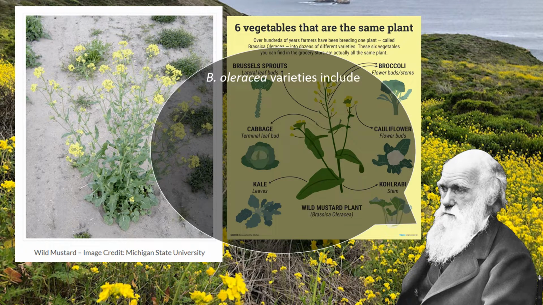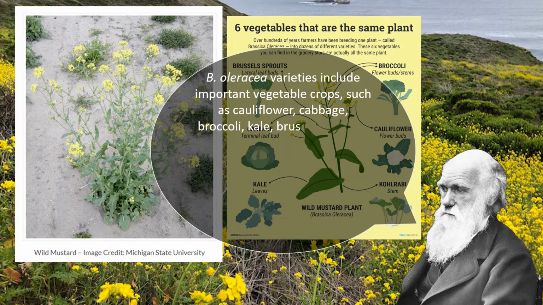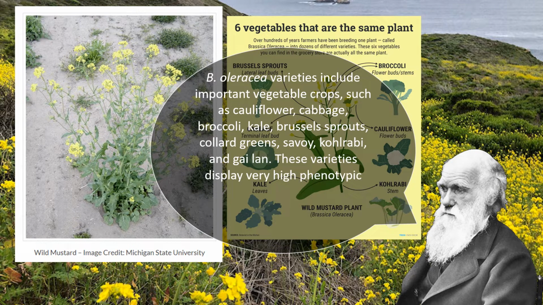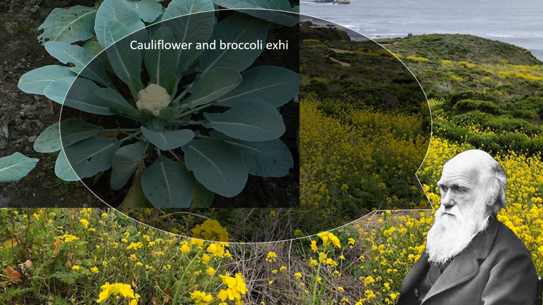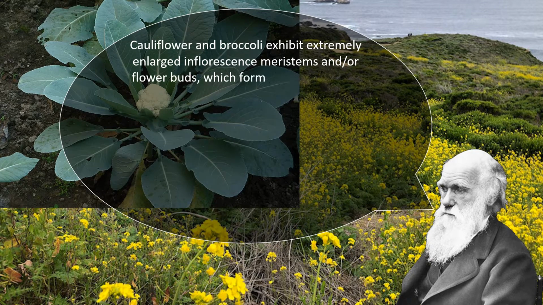B. oleracea varieties include important vegetable crops, such as cauliflower, cabbage, broccoli, kale, Brussels sprouts, collard greens, savoy, kohlrabi, and gailan. These varieties display very high phenotypic diversity, even though they originated from the same ancestor. Cauliflower and broccoli exhibit extremely enlarged inflorescence meristems and/or flower buds, which form a major edible organ called the curd.